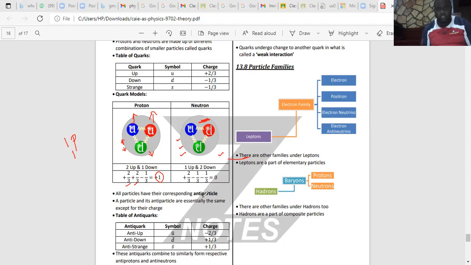Then when you go to a neutron, it has one upward quark, which is this one, U. Then it has 2 downward quarks. So the 2 downward quarks correspond to negative 1/3 plus negative 1/3, which gives us a negative 2/3, plus 1 upward quark, which is 2/3. The answer is 0. That is why a neutron has 1 mass number and 0 atomic number, and that is why the neutron has no charge.